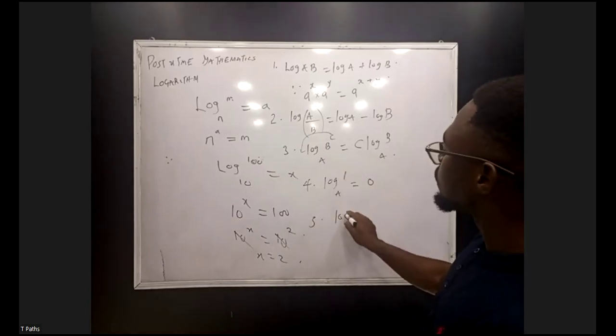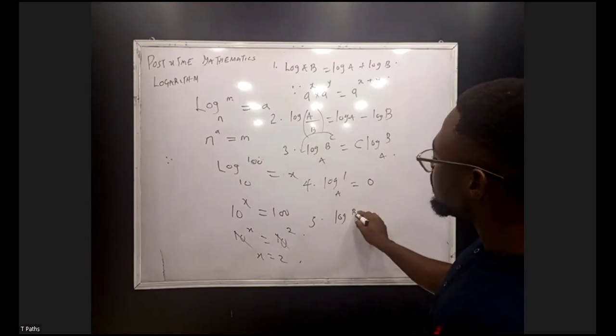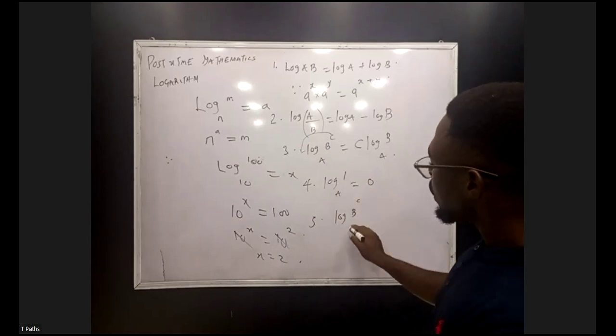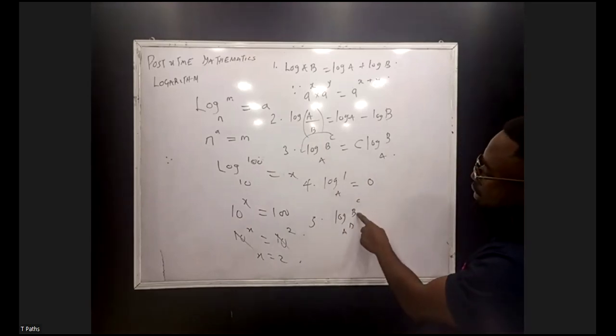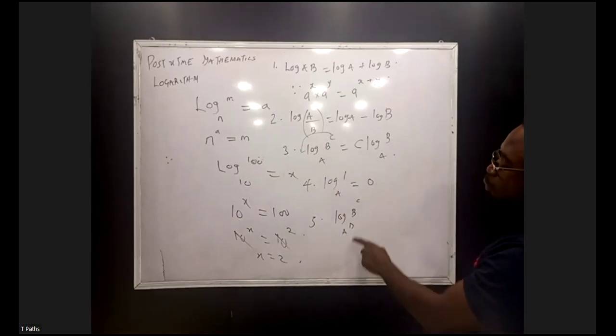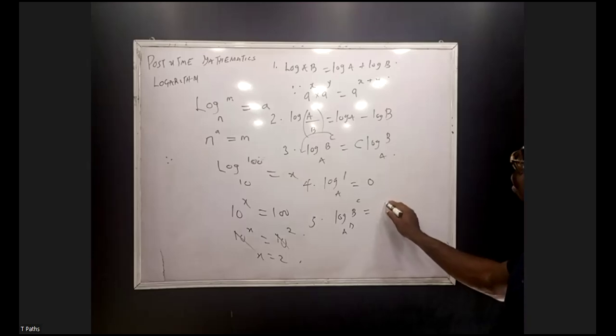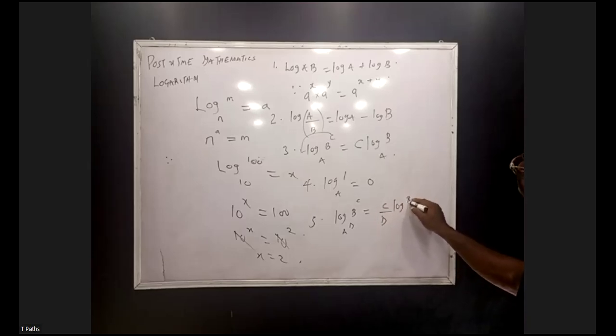Another important one is logarithm of, let's say, b raised to power c. The base is also now raised to a power. That is, the number is raised to a power, the base also raised to a power. This will give you what? c over d logarithm of b to base a.